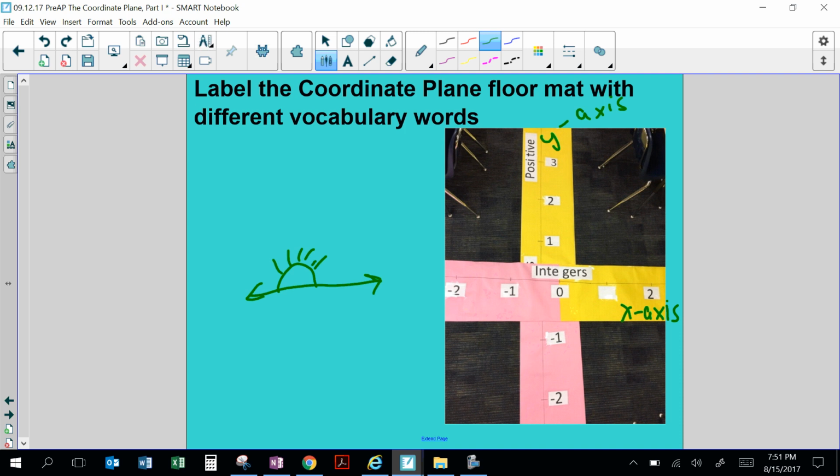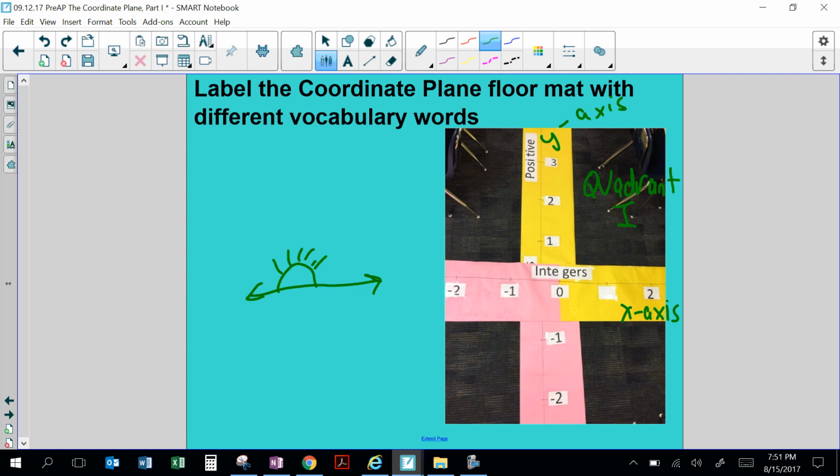And notice on the vertical axis, or the y-axis, that goes up and down, the positive numbers are above 0 and the negative numbers are below 0. The next one, you're going to be learning something called quadrant.